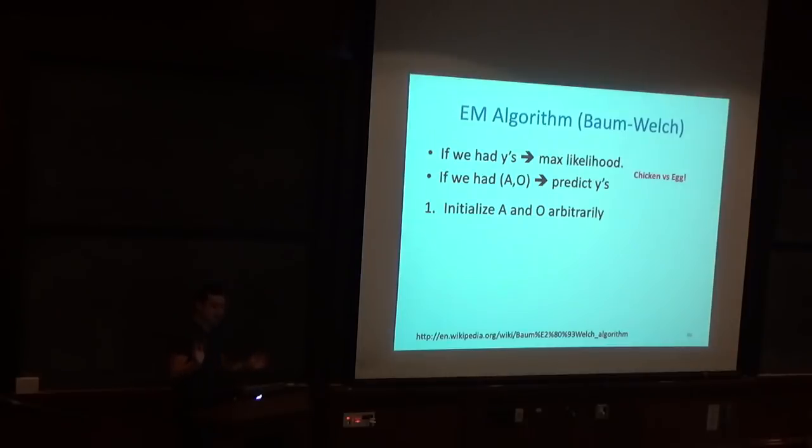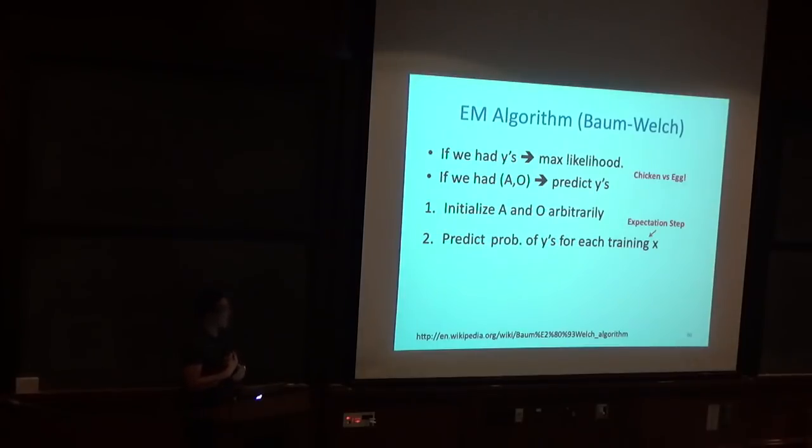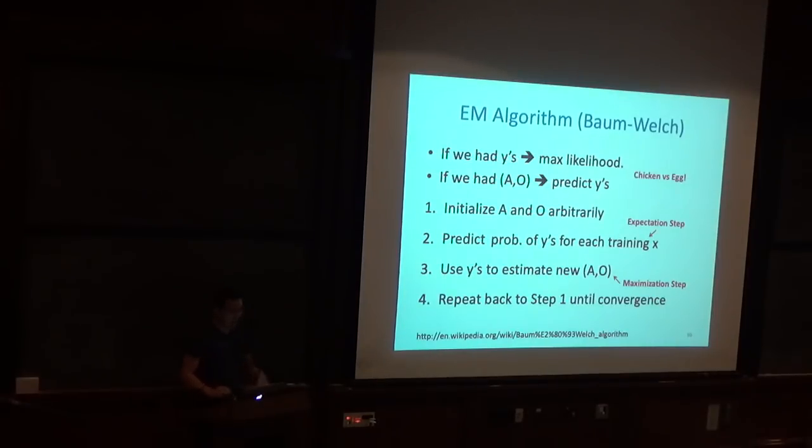And so the EM algorithm basically says, let's initialize the model parameters arbitrarily, randomly even. Then we predict the probability of observing the Ys, the variables that we don't observe in our training set, for each training example. That's called the E step, or the expectation step. And then given this prediction of the Ys, let's use those Ys to estimate a new set of parameters for our model. That's the M step, also known as the maximization step. And we repeat until we converge.